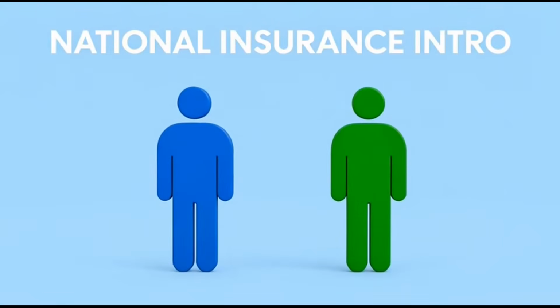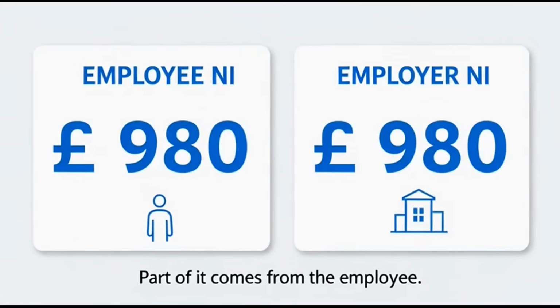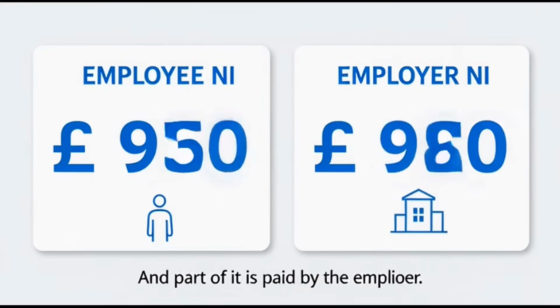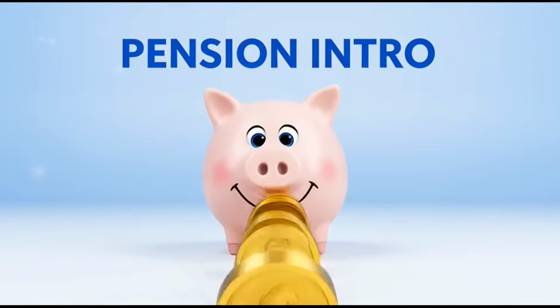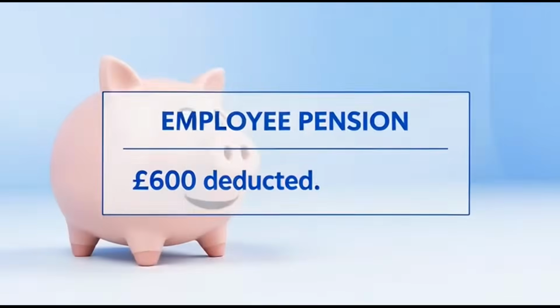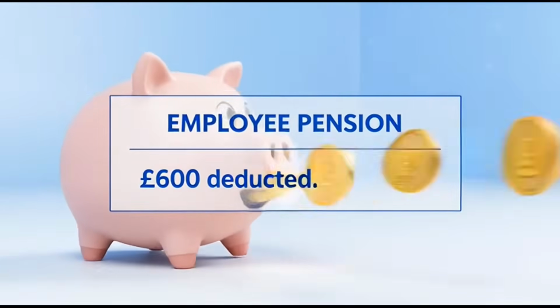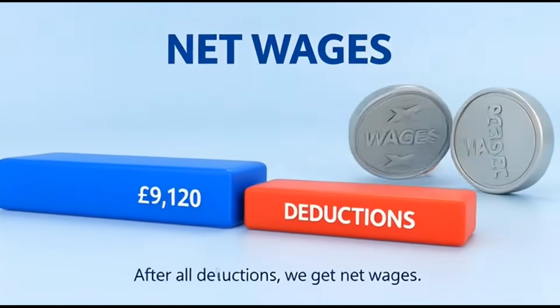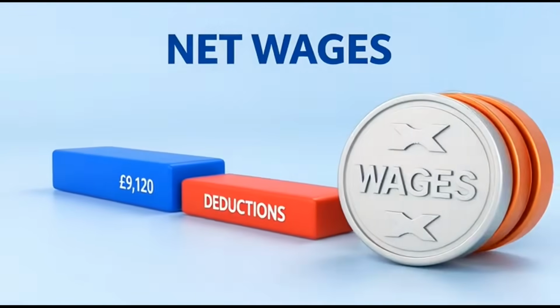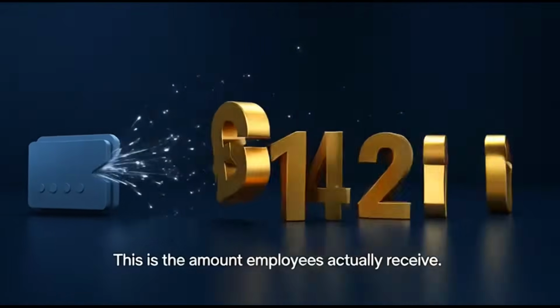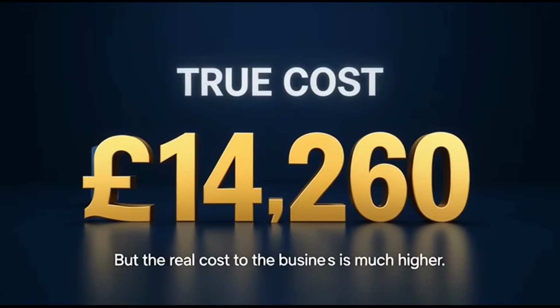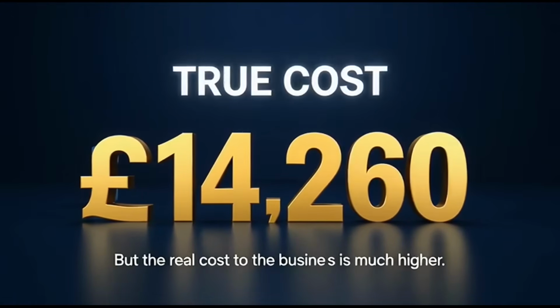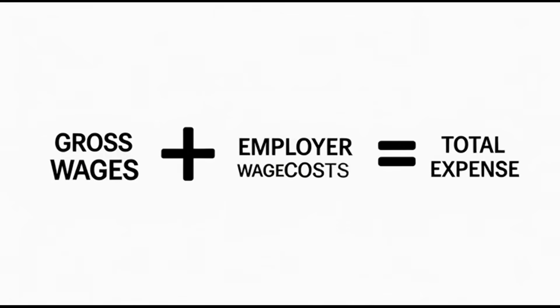Next comes national insurance. Part of it comes from the employee, and part of it is paid by the employer. Pension contributions help employees save for retirement. Employees contribute part of their salary, and employers add extra contributions. After all deductions, we get net wages. This is the amount employees actually receive. But the real cost to the business is much higher. Gross wages plus employer costs create total wage expense.